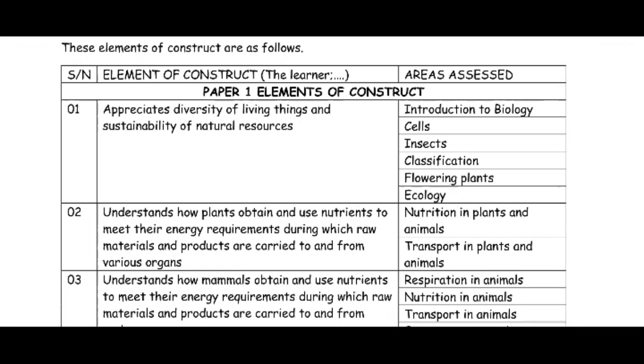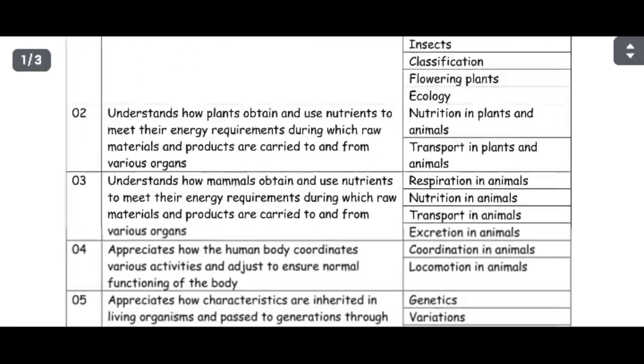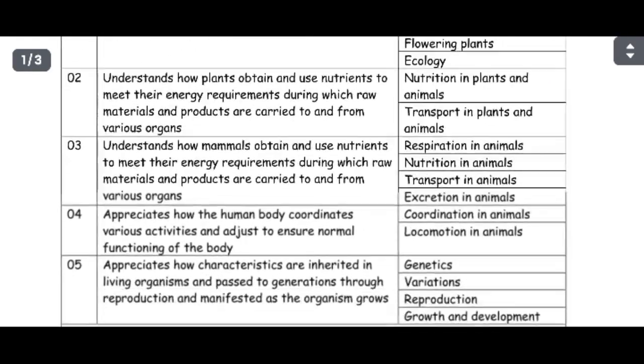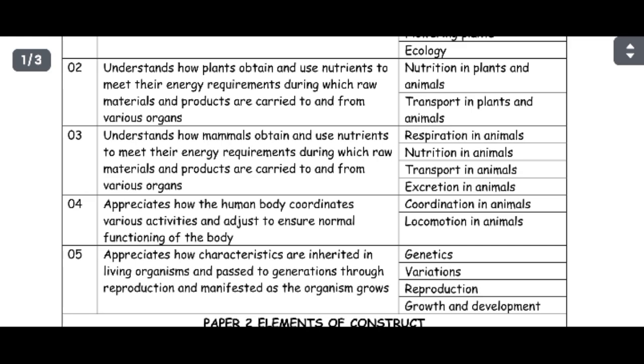Element of construct 1, that is in paper 1: a learner appreciates diversity of living things and sustainability of natural resources. Here we look at the topics of introduction to biology, cells, insects, classification, flowering plants, and ecology. Those come in item 1, and you will see as we attempt them. Here we come to element of construct 2.